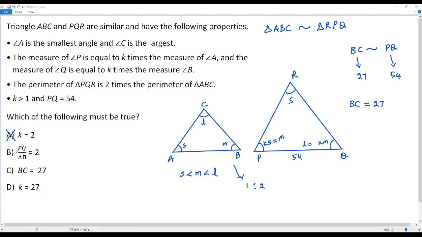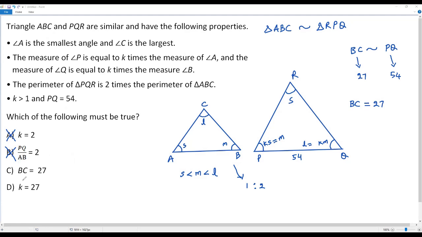And in answer choice B, we have PQ over AB equals 2. We have the length of PQ, that is 54, and we don't have the length of AB. And if I want this ratio to be equal to 2, then with 54 as the length of PQ, AB must be 27. But I do not know whether the length of AB is 27 or not. So we cannot conclude the information in answer choice B is true. So let's reject this one.